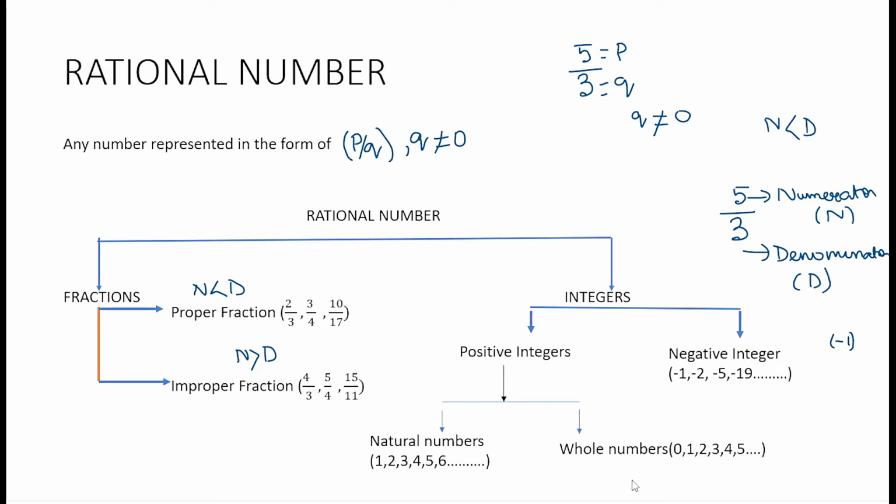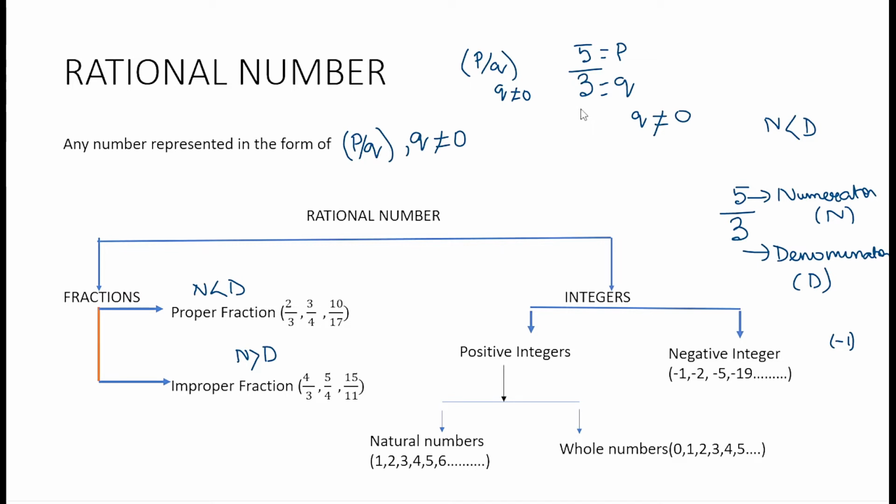Basically, with the addition of zero, it makes the entire set of positive integers complete. So for this, the name has been given as whole numbers. Now, my question to you is that we represent a rational number in the form of p by q, where q is not equal to 0. Like 5 by 3, I have taken an example, so that we can identify it as a rational number.